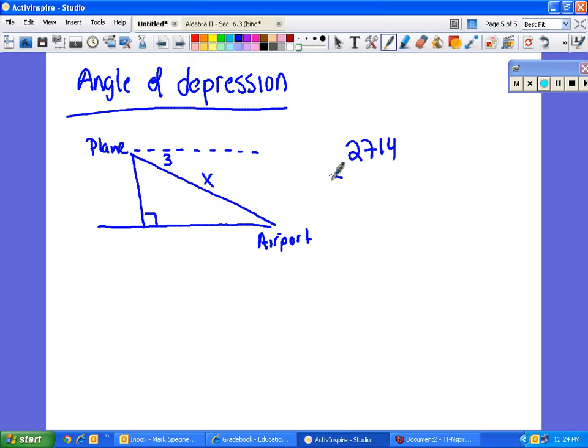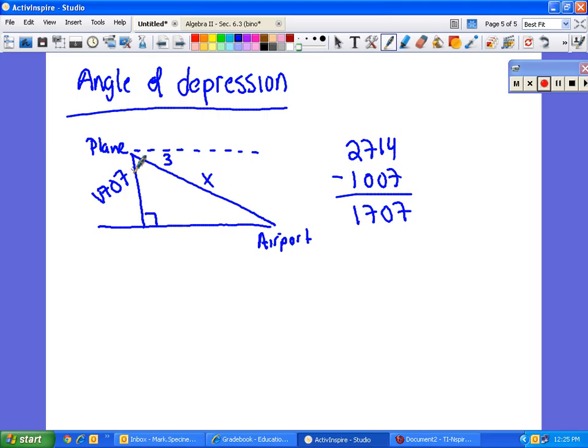So the airport is 1,000 feet above sea level. So what we're going to do is subtract the difference. We're going to subtract where the plane is, and from that we're going to subtract the amount of height that the airport is, and that's going to give us 1,707. And that's what's going to be over here, 1,707.